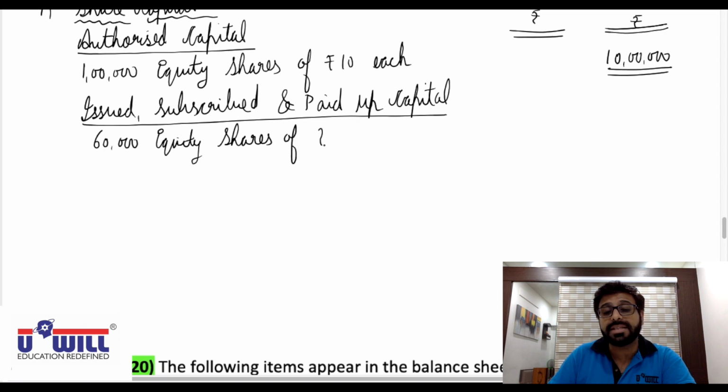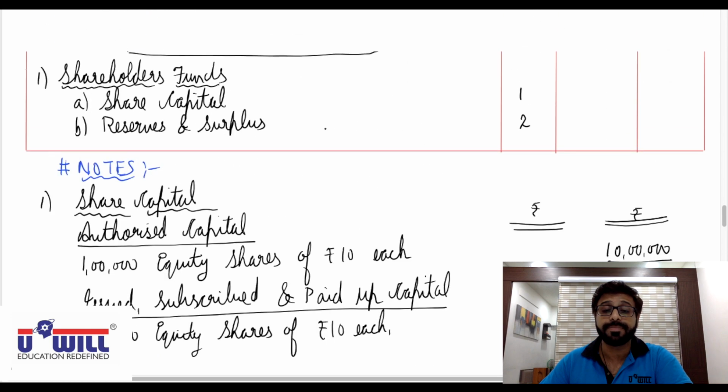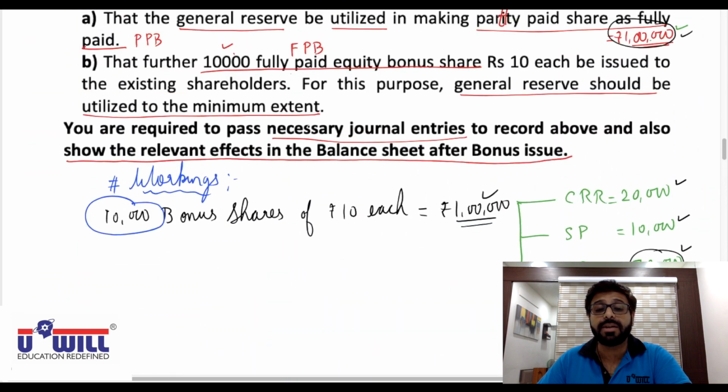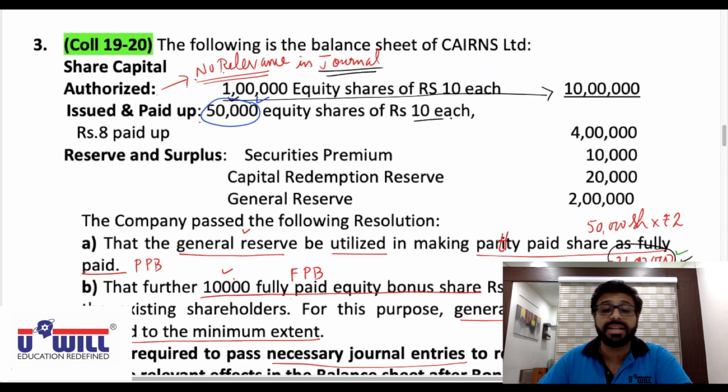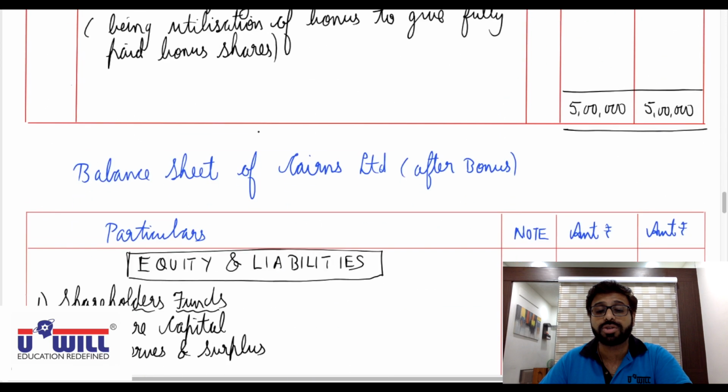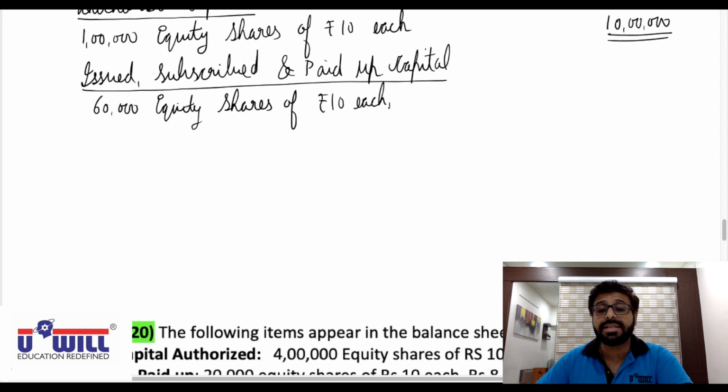Now we will have 60,000 equity shares of rupees 10 each. One more difference. Earlier we had 50,000 equity shares of 10 each, but they were 8 paid up. Now we have given partly paid bonus also. So now these 10 rupees shares are fully paid up. Now they are not partly paid up, now they are fully paid up.